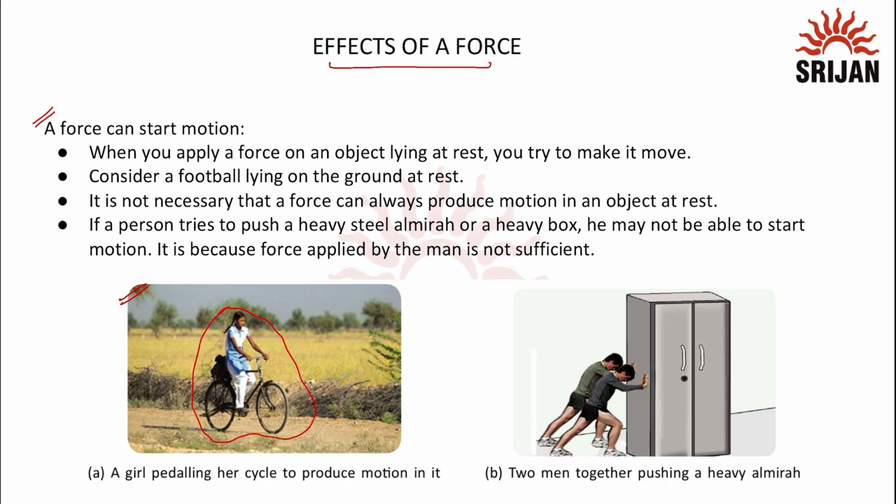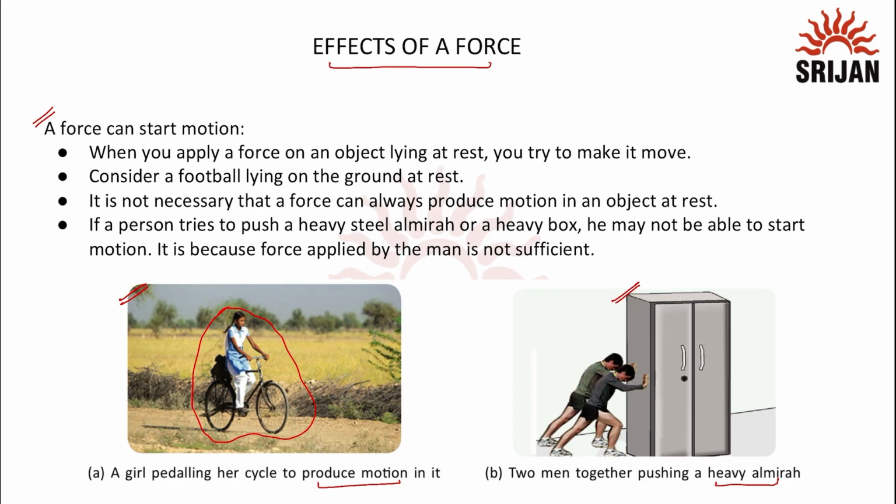her cycle. Once she starts pedaling, she produces motion in it. Similarly, in this image, you see that two men are together pushing a heavy almirah. What happens if only one man will push the heavy almirah? When only one individual will try to push the heavy almirah, you can also try it at your home. And when you alone try to push the heavy almirah, you will not be able to produce any motion.